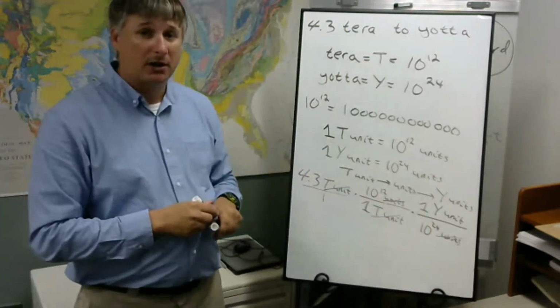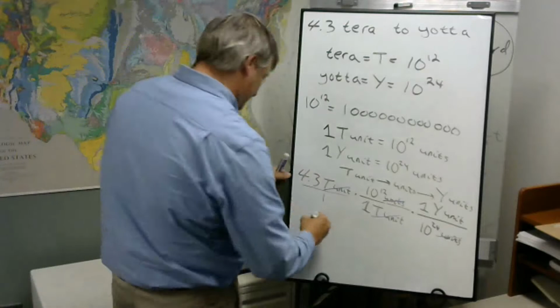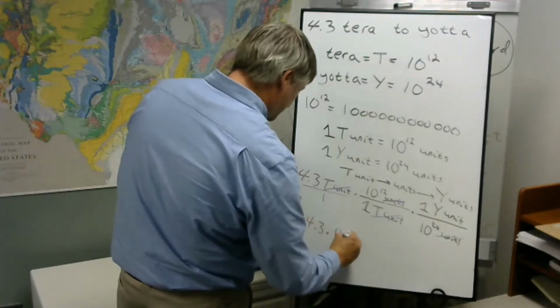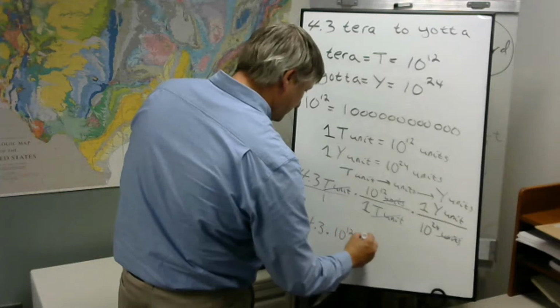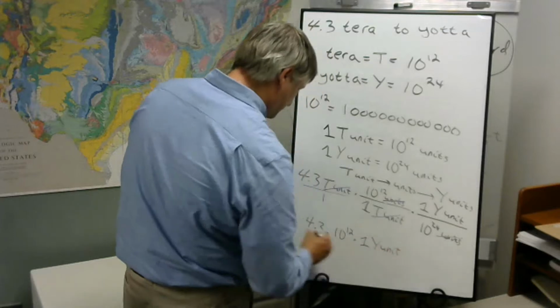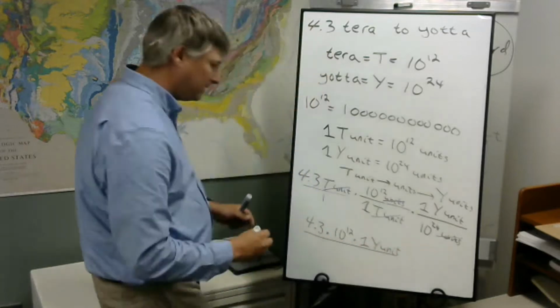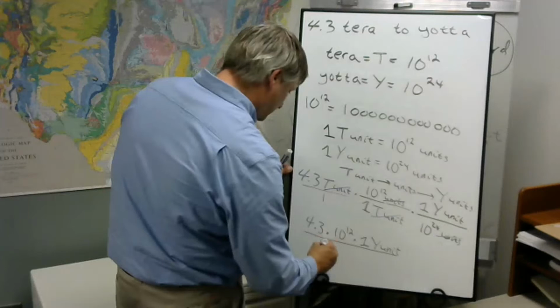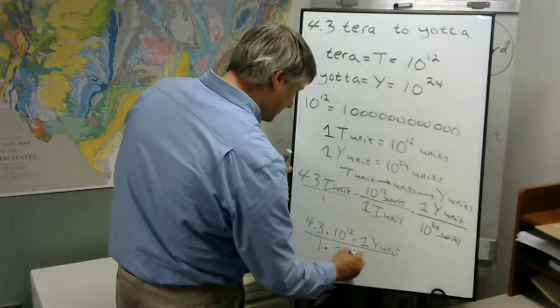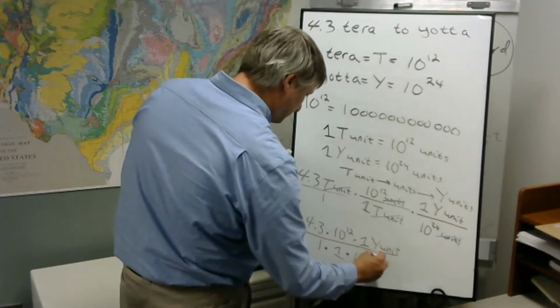And now we multiply across. So we get 4.3 times 10 to the 12 times 1 per unit. And then on the bottom, we have 1 times 1 times 10 to the 24.